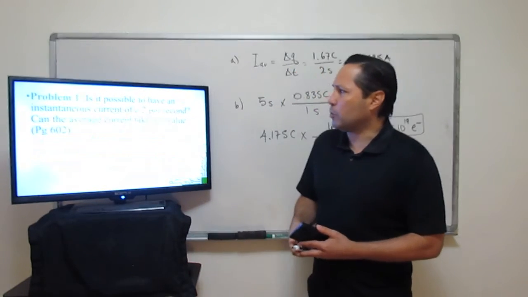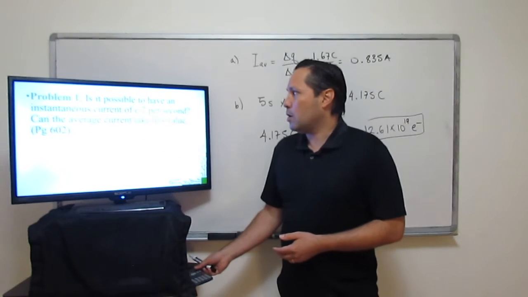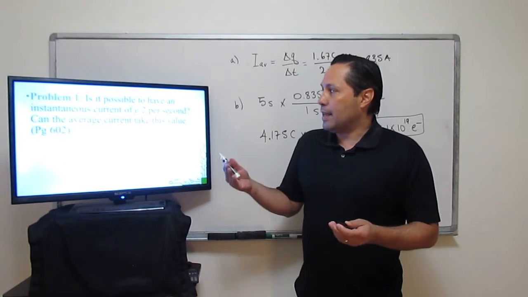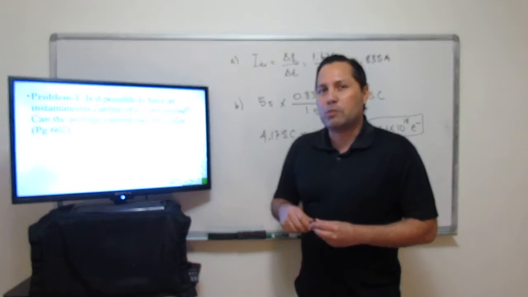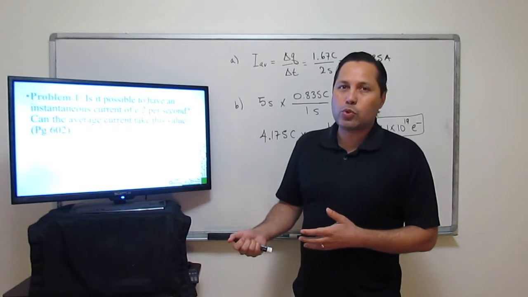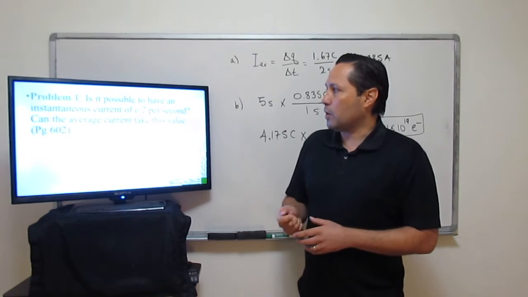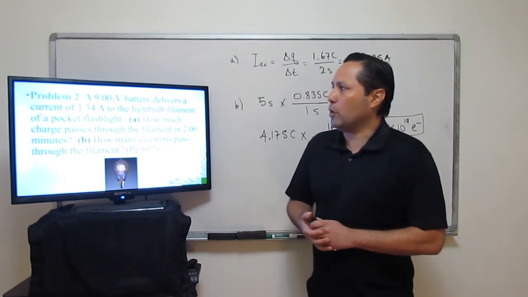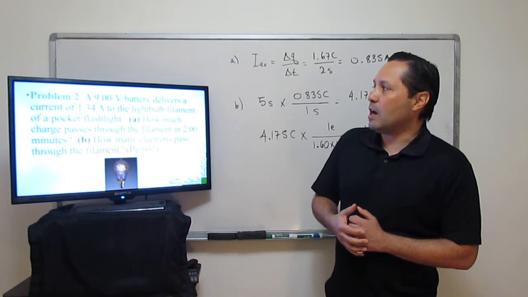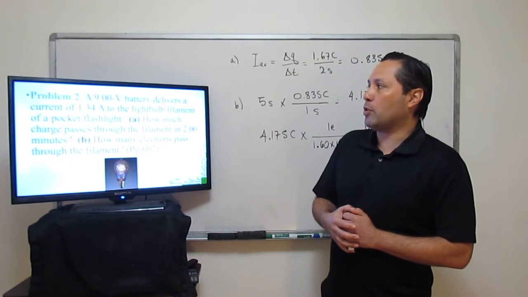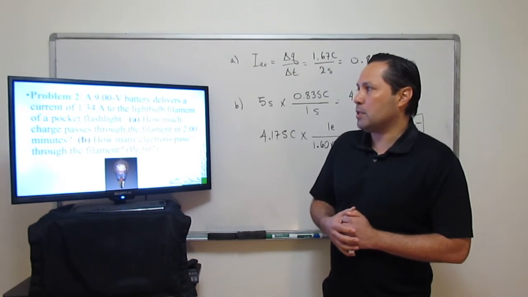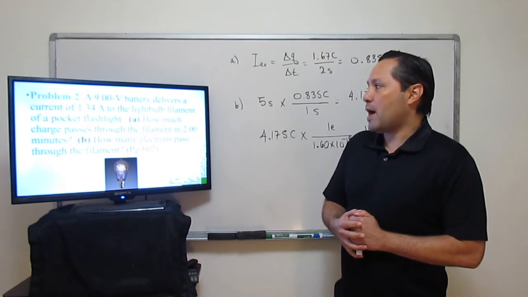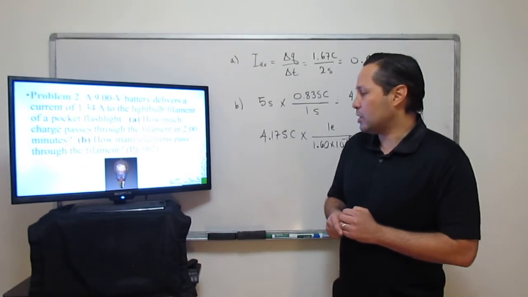It asks, is it possible to have an instantaneous current of half of an electron per second? Is that possible? And the answer is yes, it is possible if you have one electron every 2 seconds. So that will give you that current. Alright, let's go ahead and solve problem number 2. In problem number 2, it asks the following. A 9-volt battery delivers a current of 1.34 amperes to a light bulb filament of a pocket flashlight. In part A, how much charge passes through the filament in 2 minutes?